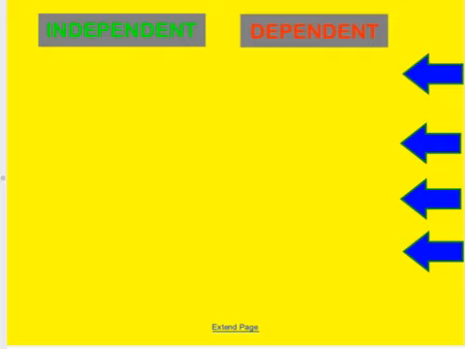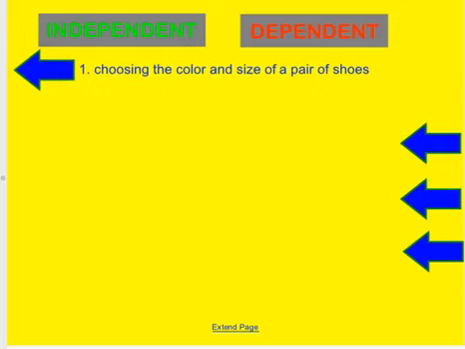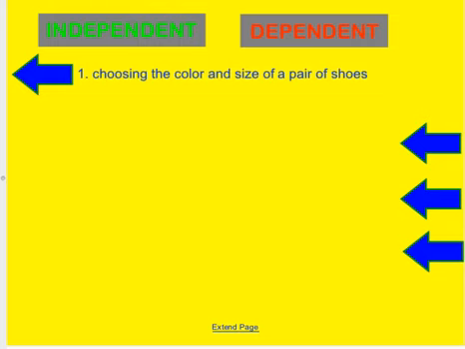So let's talk about this. Choosing the color and size of a pair of shoes. If I choose red or blue, does that have anything to do with if I pick out a 12 or 11? That shouldn't matter. Unless the store person comes out and says we don't have 12s available in red, then that would matter.